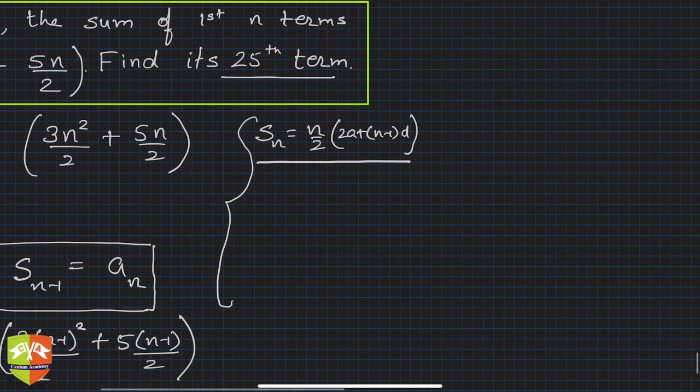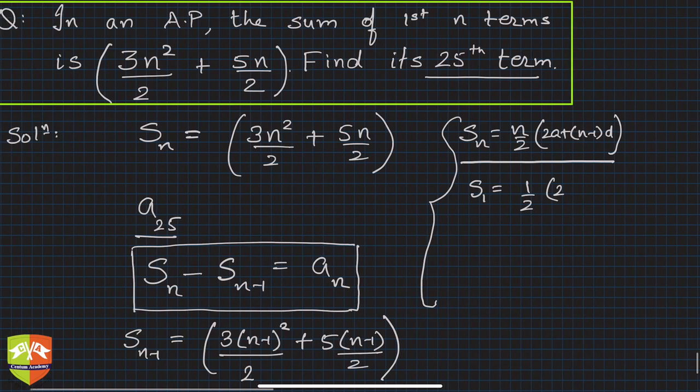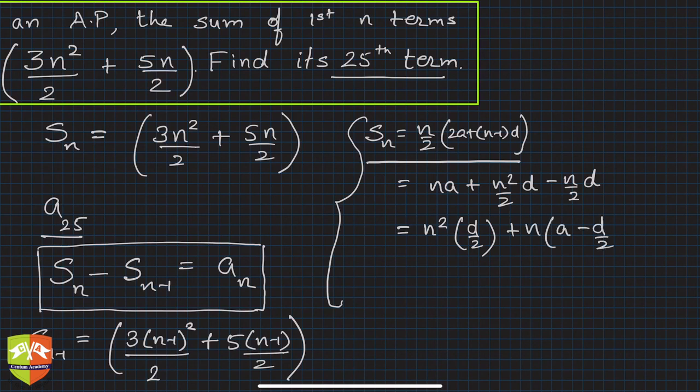So Sn is given to be n by 2 times 2a plus n minus 1 d. If you expand this, you will get na plus n square by 2 d minus n by 2 d, correct? And arranging this in order, you'll get n square d by 2, and this one will have n common, and it is a minus d by 2, right?